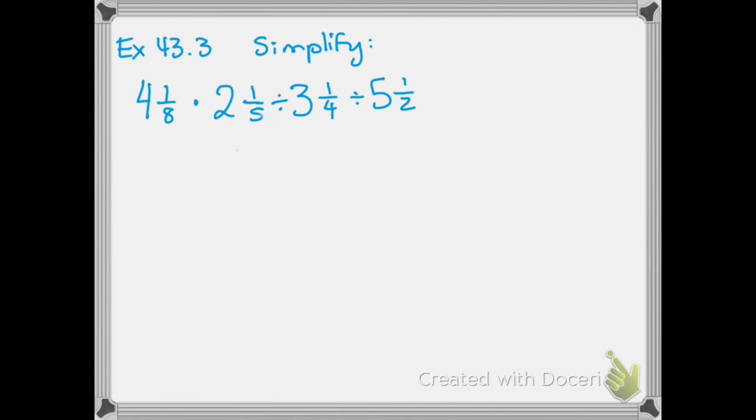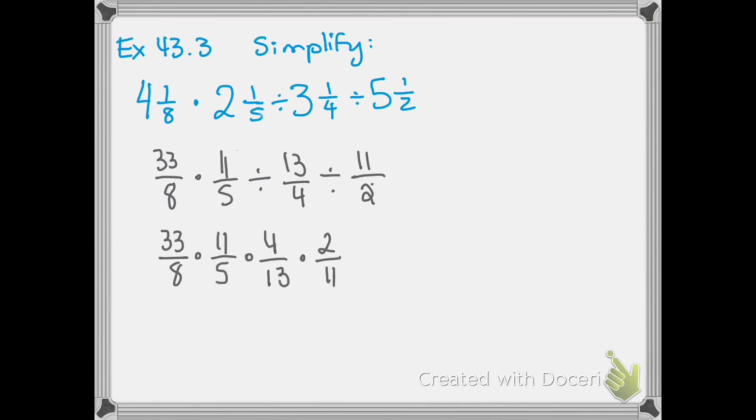So in this exercise, we're going to pass all of them to improper fractions. Remember, we do 4 times 8, 32, plus 1, 33/8, times 2 times 5, 10, plus 1, 11/5, divided by 3 times 4, 12, plus 1, 13/4, and then divided by 5 times 2, 10, and plus 1, 11/2. Then after that, we're going to change the division signs to multiplication and write the reciprocal of the fractions after them.